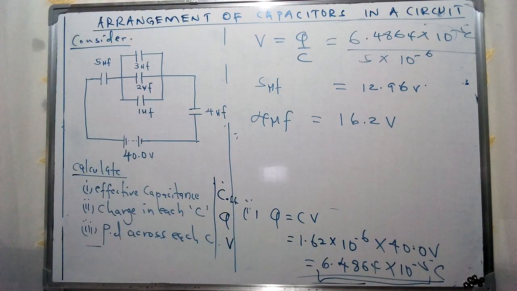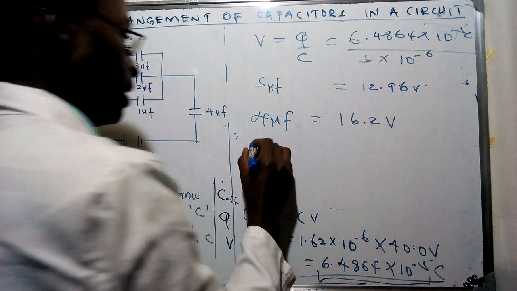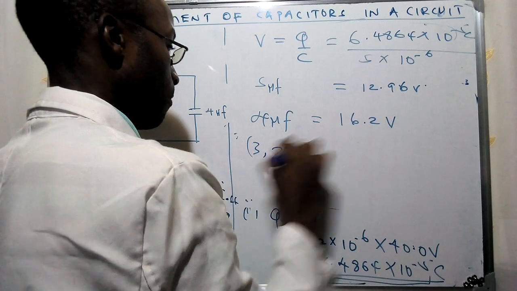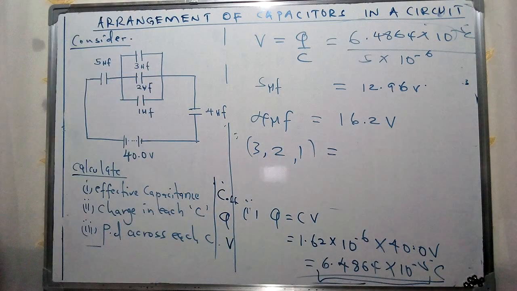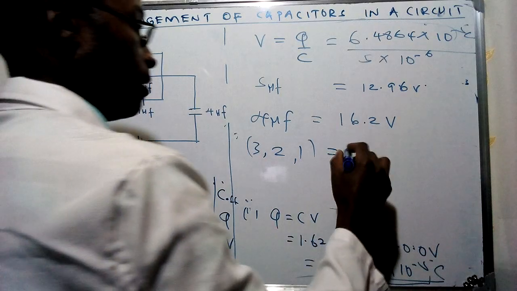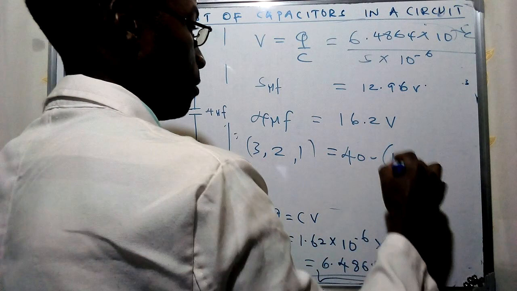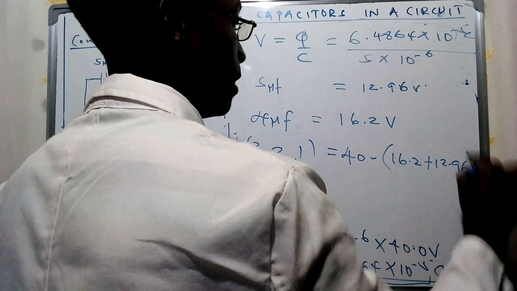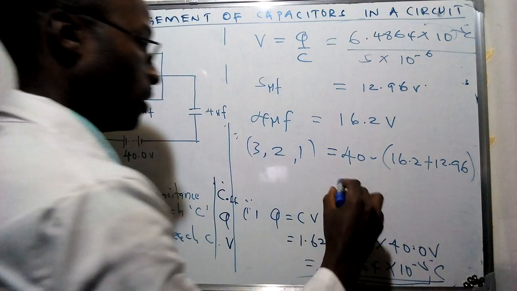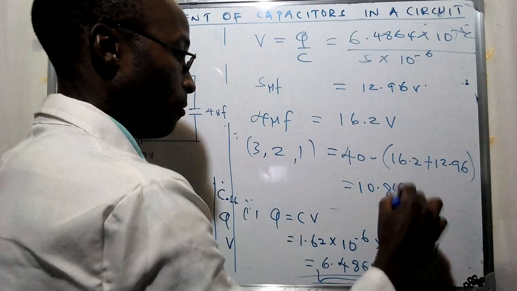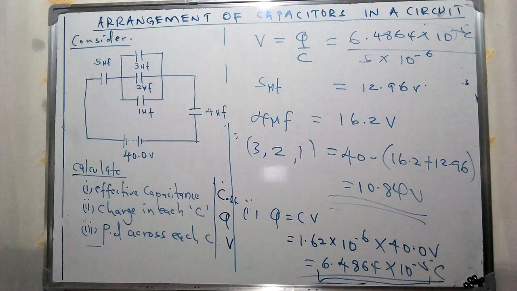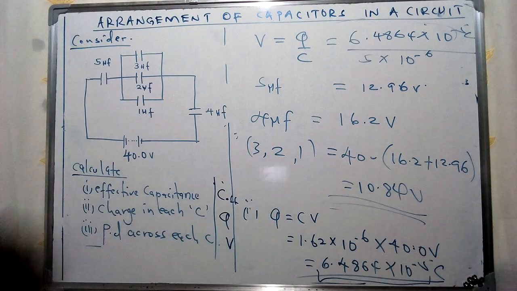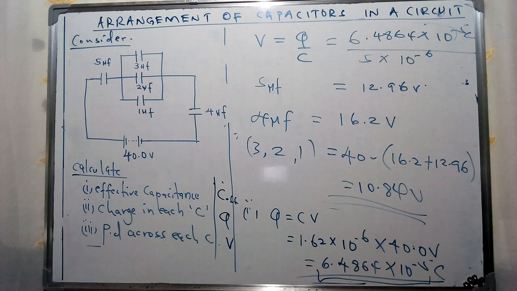And then we're going to see that for the 3, 2, and 1 microfarads, which are capacitors in parallel, this is going to be the difference between 40 and the sum of 16.2 plus 12.96, which is equivalent to 10.84 volts. So you can just do an evaluation to find these specific answers. And of course, if we find a difference, as I've said, you can just notify us in the comment section.